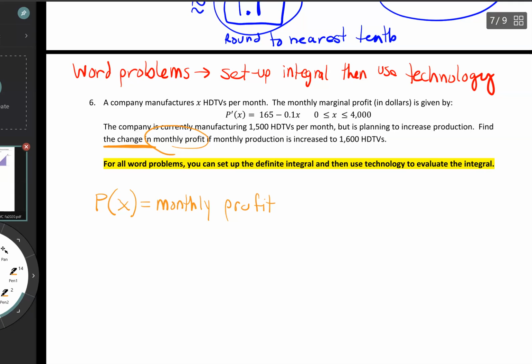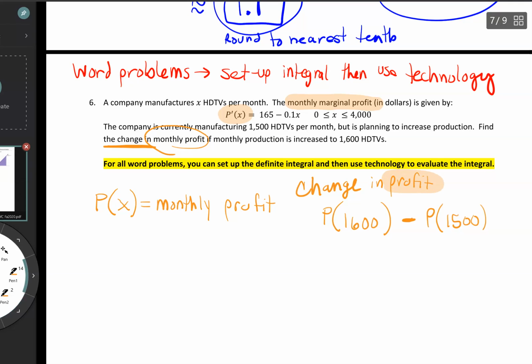The P prime is your marginal monthly profit. So if I want to find the change in this profit, I would have to know what 1,600 HD TVs would be, and then I would have to know what 1,500 HD TVs would be, and then subtract them, right? That's how I would find the change in the profit. I need to know the profit function, and then plug in numbers and subtract to see how it changed over time.